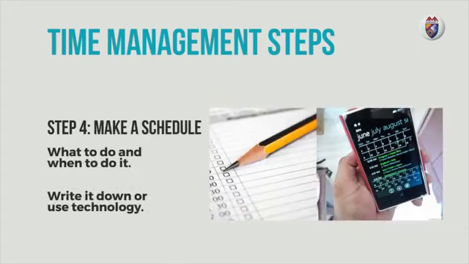Last step and the most important of all time management steps is for you to make a schedule. Knowing what to do and when exactly to do it allows you to enjoy your life more. As a result, you get to meet more priorities and you get to spend more time doing things that enrich your life and others as well. You can either write your schedule down on a paper or you can use technology to guide you in planning your day and the days to come.